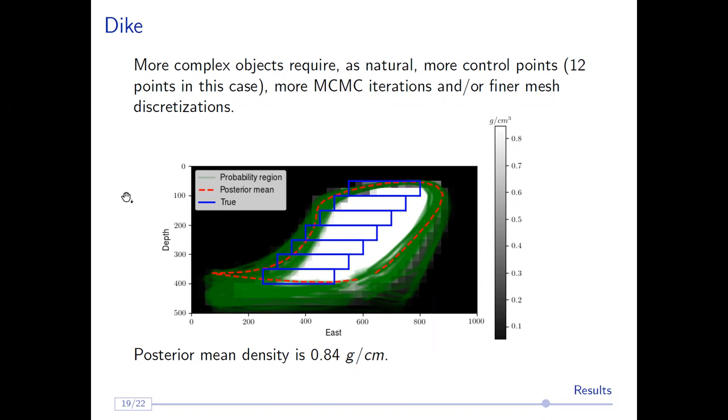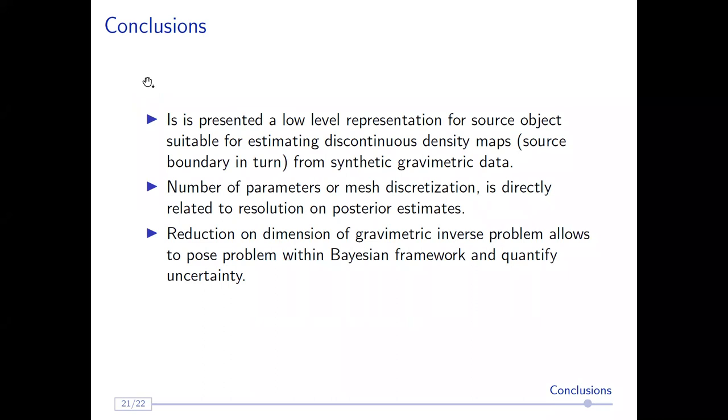But as conclusions, we have a low level representation for the source object. We are looking for the boundary of the object instead of trying to recover the entire map. So this gives us the possibility to build a discontinuous solution for the inverse problem. And also the number of parameters that we are using in these cases, in specific, the number of points in the control polygon and the number of prisms in the discretization, are related with the quality of the results that we want to recover.